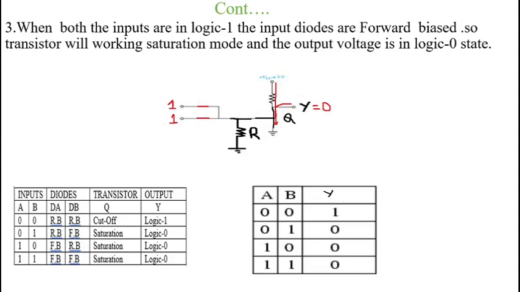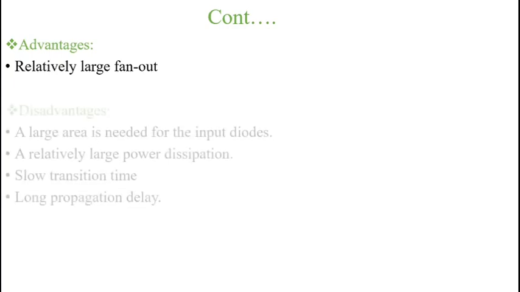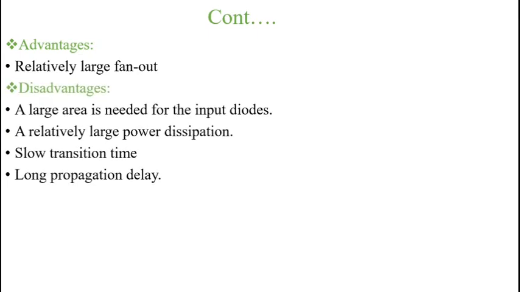Next we are discussing the advantage and disadvantage of the DTL logic. Coming to the advantage, the advantage of the DTL logic is relatively large fan out. Next we discuss the disadvantages of the DTL logic. The first disadvantage is that a large area is needed for the input diodes, the second is relatively large power dissipation, the third is slow transition time, and the fourth is long propagation delay. These are the disadvantages of the DTL logic.